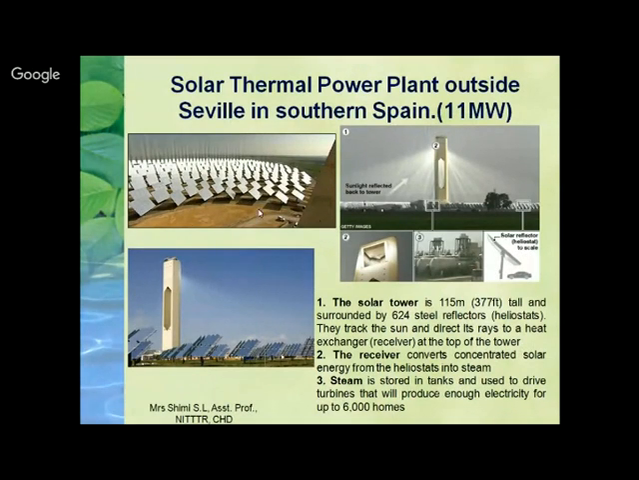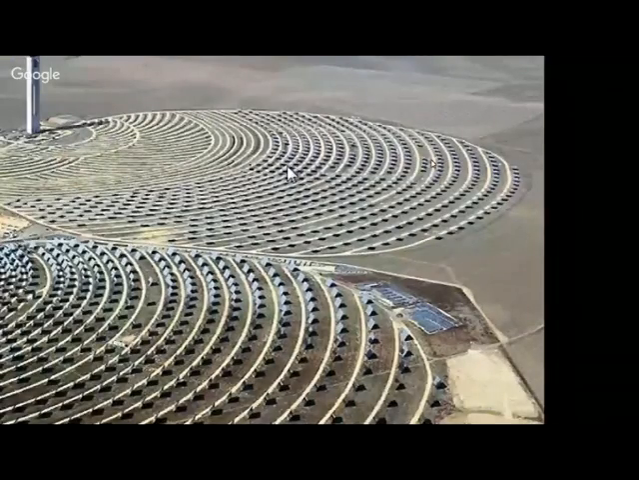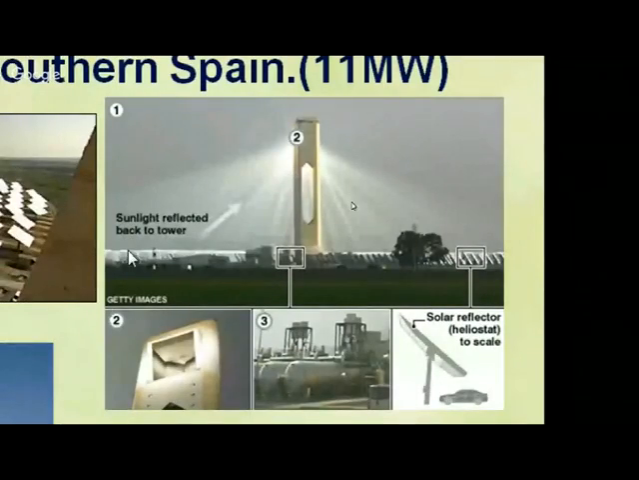So here you can see the solar thermal power plant. It has a solar tower here, and a number of heliostats are placed down. You can see this clearly now. So these are the heliostats.